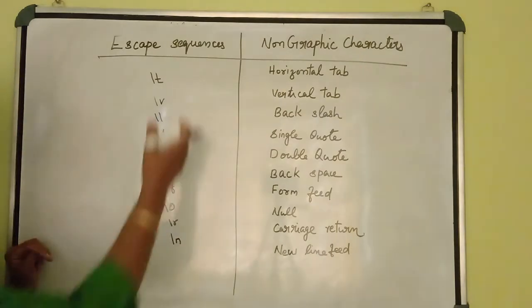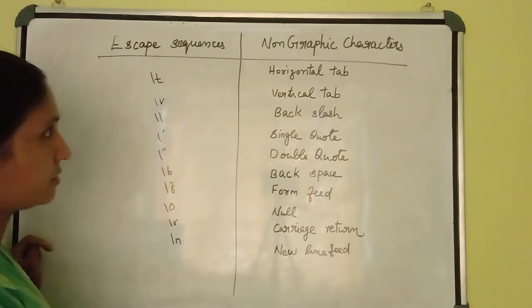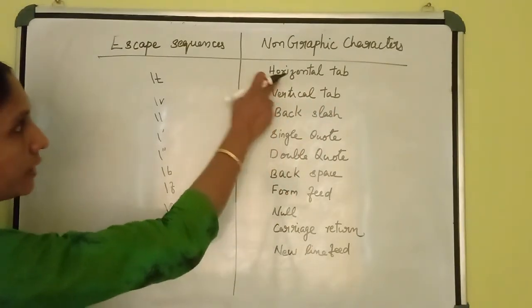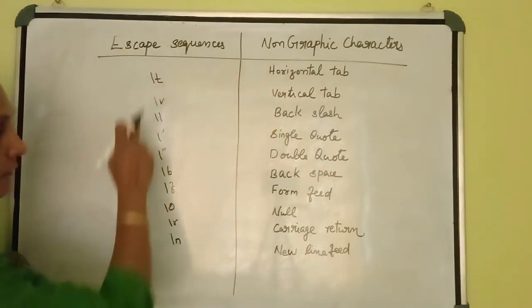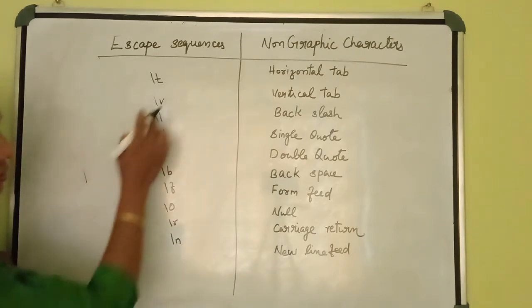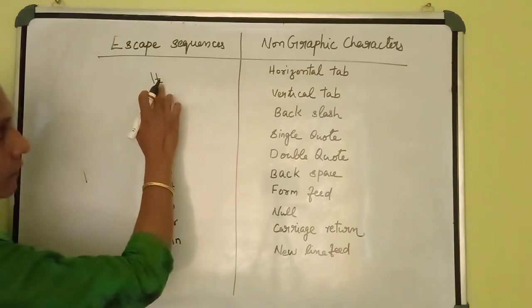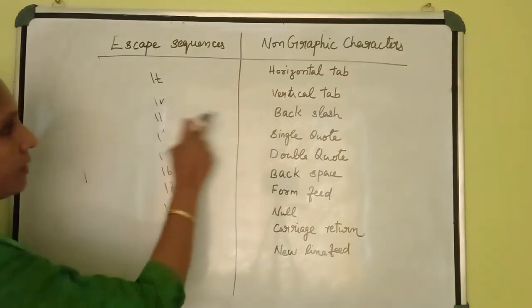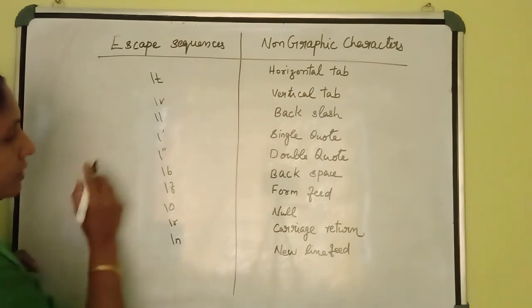Then what are they? There are different types of escape sequences. They represent some non-graphic characters. That means to get a horizontal tab, we use \t. With the help of the backslash, we can write these escape sequences. Okay, to get a horizontal tab, we write \t. \v represents a vertical tab, and to get a backslash, we use a double backslash.